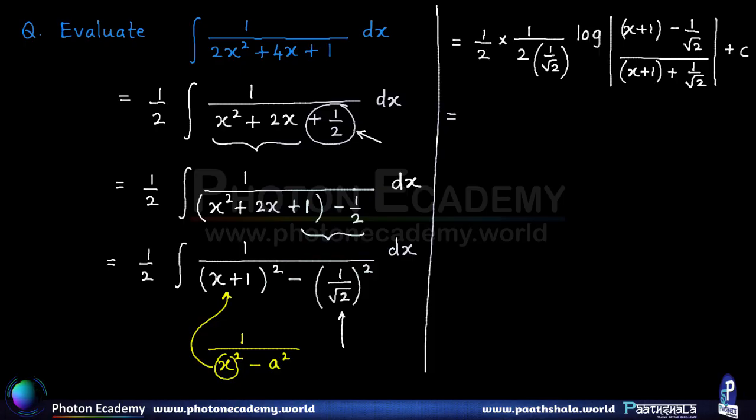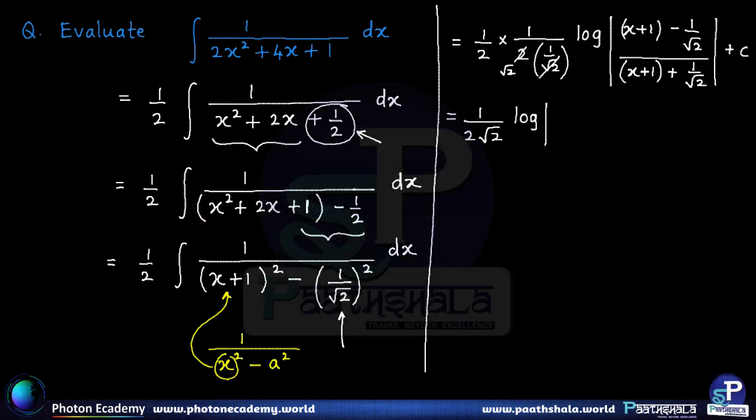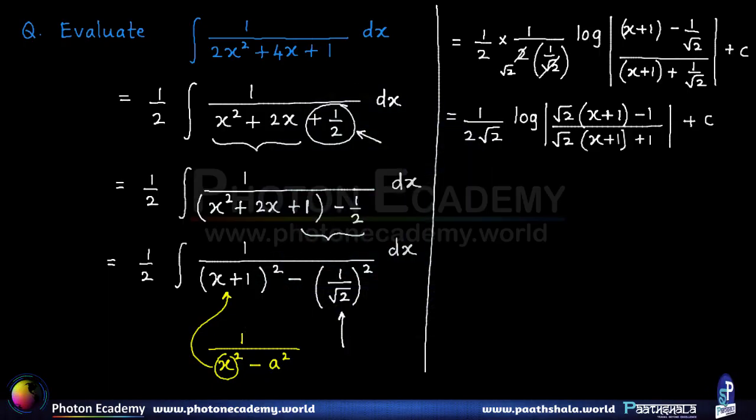So now we have to just simplify this. Now if you observe, the root 2 will cut with the root 2 and only root 2 will remain. So we have 1 upon 2 root 2 log of, now on multiplying with root 2 we can write it as root 2 into bracket x plus 1 minus 1 whole upon root 2 into bracket x plus 1 plus 1 plus c, which is the final answer. So the idea is that we have to complete the square in the denominator and reduce it to one of the standard forms. Now let's see another variety.